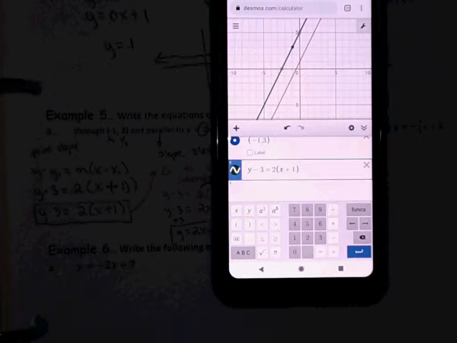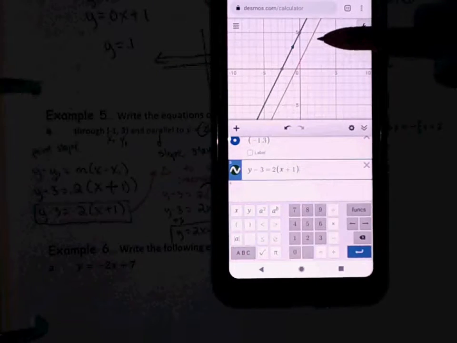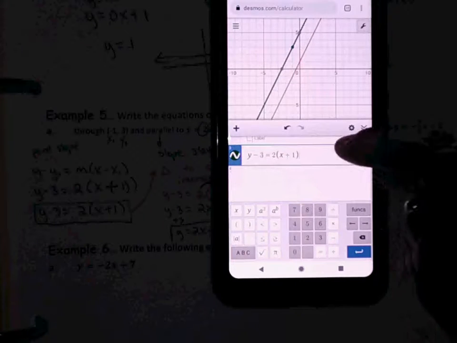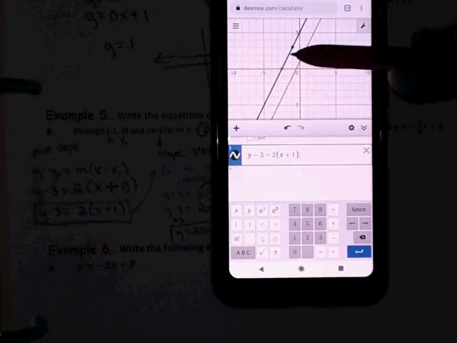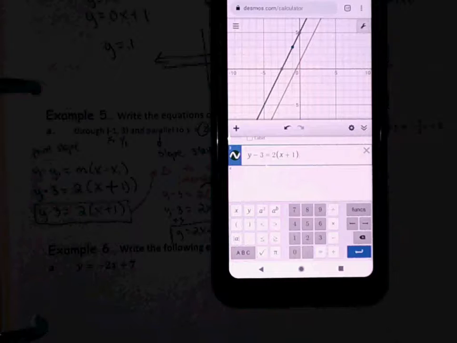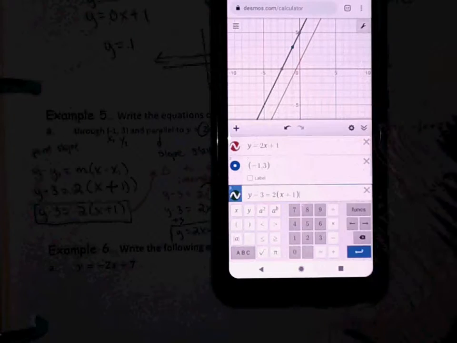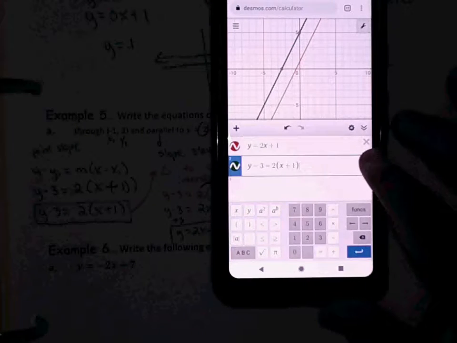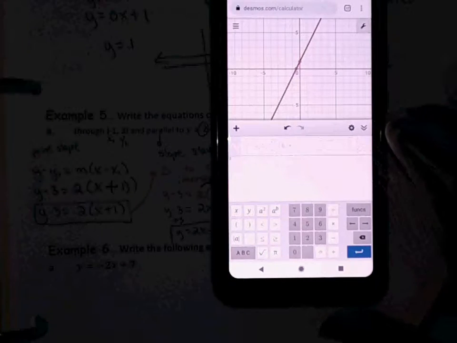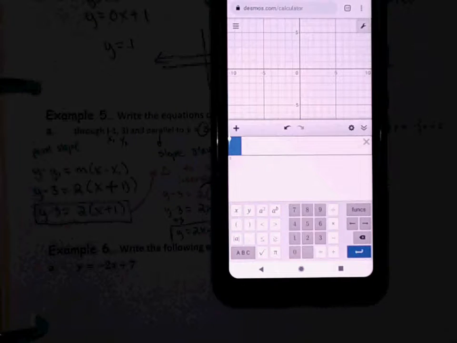And if you look, you've got two parallel lines. The red one was the original one, the green one was the new one, and the blue is the point that we wanted to go through. So we were able to verify that we did it right. Any questions? Anybody need me to go through those steps on Desmos again? Alright. So the first thing I did, let me erase all of this.